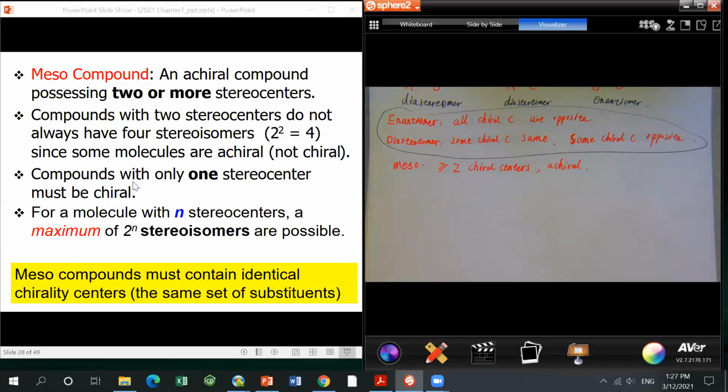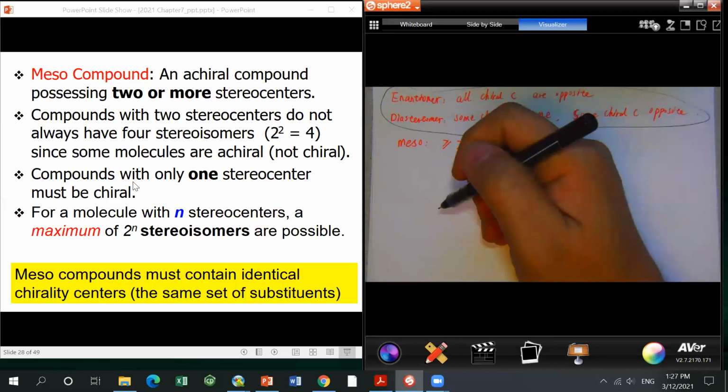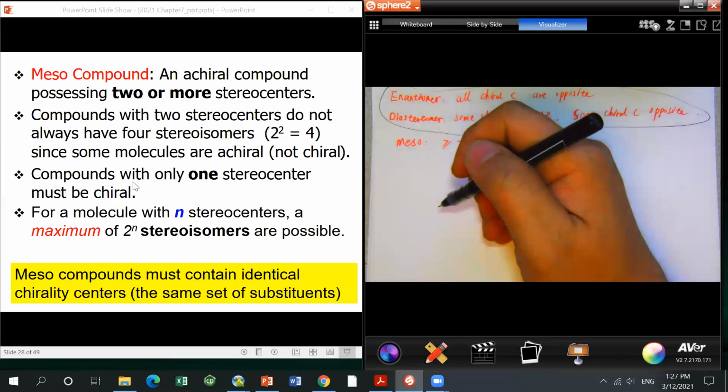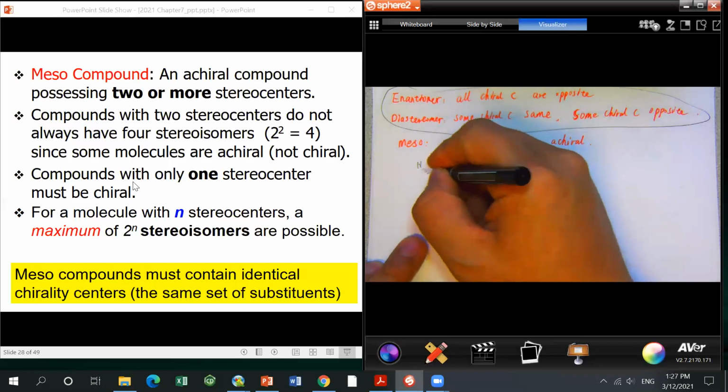All right, now we do a little bit of practice. This one is actually from last year's exam. I will draw four molecules, and then you tell me which is the meso compound.